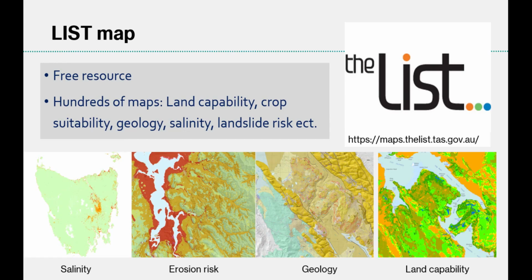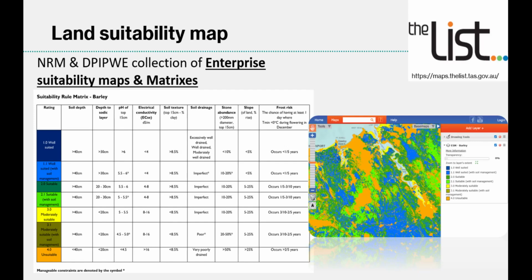The Land Information System Tasmania, or LISTmap, is a great place to start for spatial data. They've got hundreds of maps of the state, and I've included a few useful ones on this slide. There's salinity, erosion risk, geology, which might give you an idea on what soil types you've got, and there's ones for land capability and enterprise suitability as well. Their stuff on enterprise suitability is pretty handy for decision making.